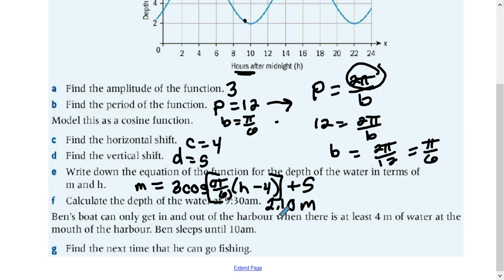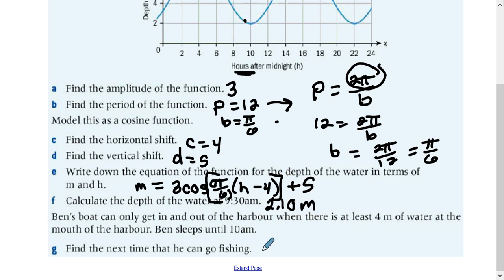Okay, then the last part is Ben's boat can only get in and out of the harbor when there's at least 4 meters of water at the mouth of the harbor. And then Ben sleeps until 10 a.m. Find the next time you can go fishing. So this is like a legitimate question. So your boat, if it's too deep, it can only go out during high tide maybe, or during certain times. So this would be a piece that you then have to be able to solve for.